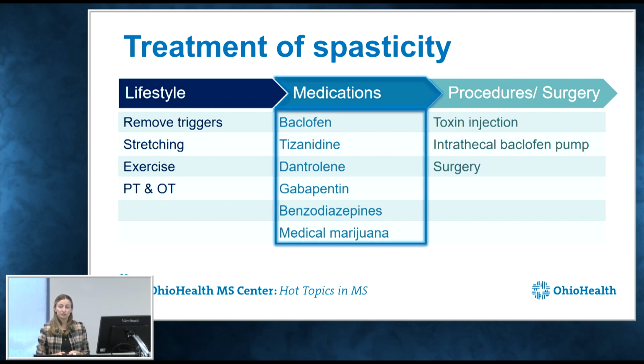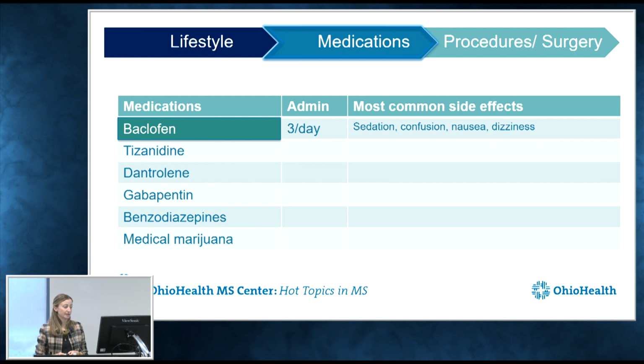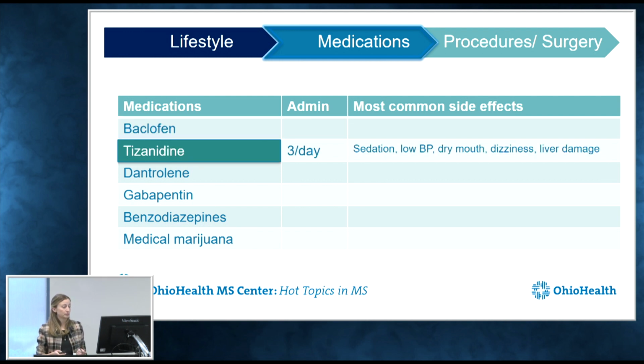So there are also lots of medications that we might consider when treating spasticity. The most common medicine we use is probably oral baclofen, and this is a muscle relaxant that is given 3 times a day. We can start at low doses and work the dose up if we need to. Most commonly, it can cause sedation, confusion, nausea, and dizziness, and usually the side effects are worse at higher doses, which is why we start low.